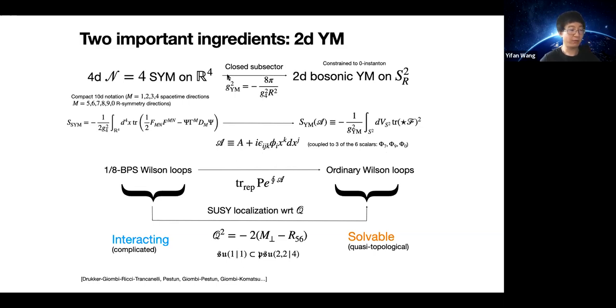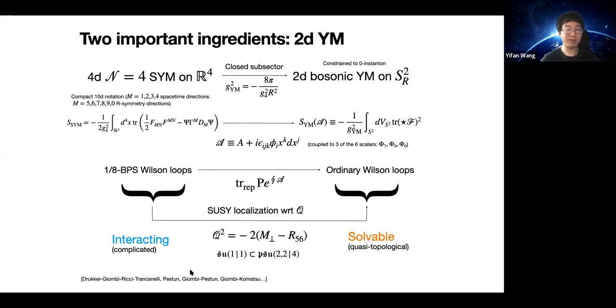And this kind of 4D-2D correspondence was first conjectured based on the following observation. Namely, people studied observables of 1/8 BPS Wilson loops in the 4D N=4 super Yang-Mills theory, which are Wilson loops that lie along arbitrary contours inside the S2 of size R. And they discovered that this seemingly complicated observable can be recast into a form which makes it clear it's just some ordinary Wilson loops in some 2D Yang-Mills theory.